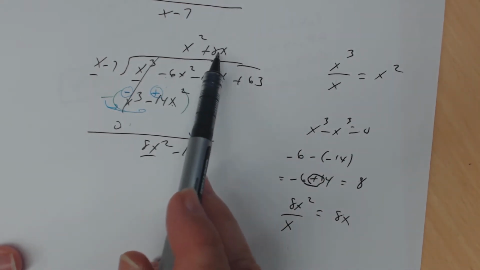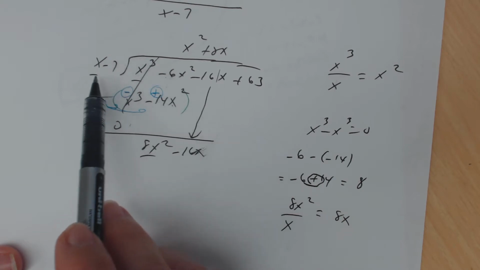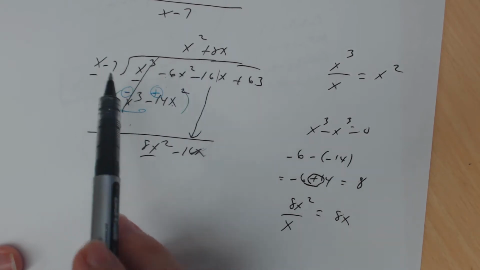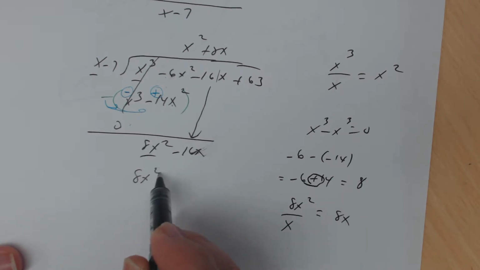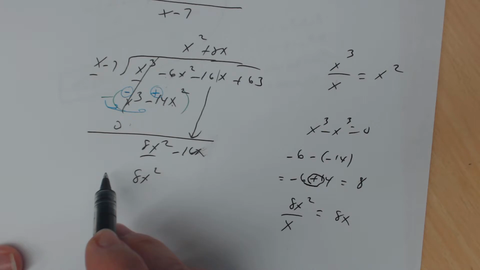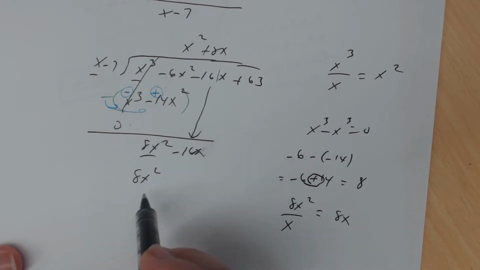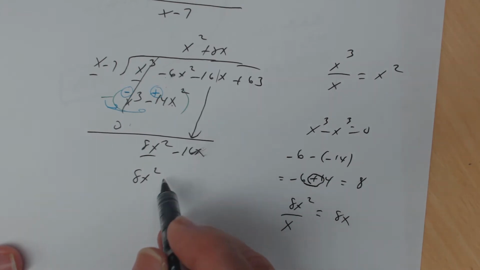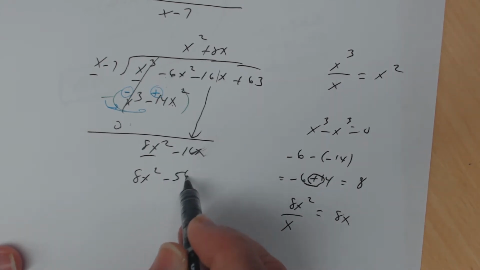Then again, you take that 8x and you multiply it by your divisor. So 8x times x is 8x squared. Notice they're the same, so that in the next part, when you subtract, they're going to cancel out. 8x times a negative 7 is a negative 56x.